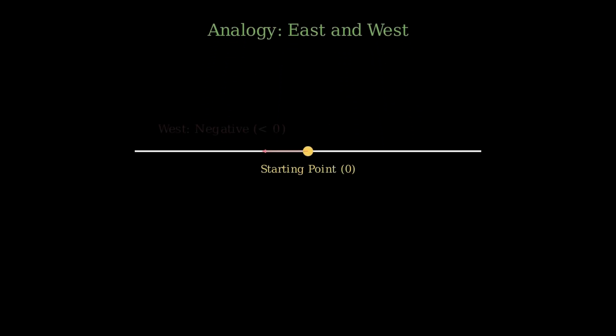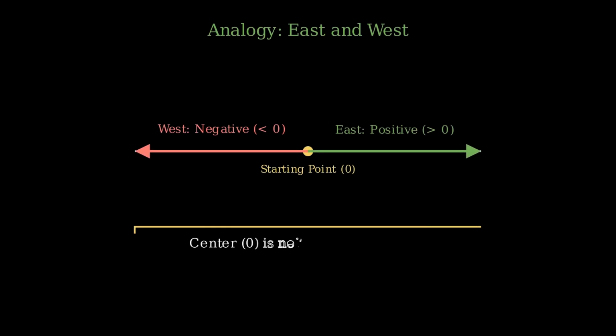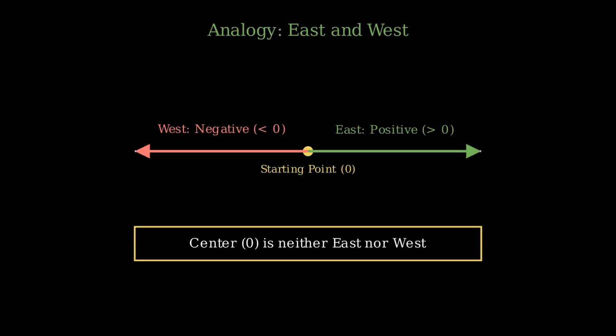Now, think of directions. If 0 is your starting point, walking east represents positive numbers, and walking west represents negative numbers. 0 itself is the center of the compass, so it doesn't face east or west.